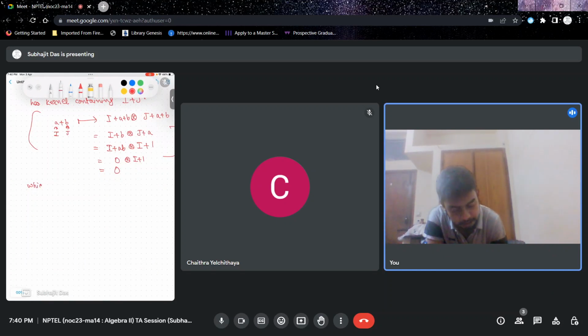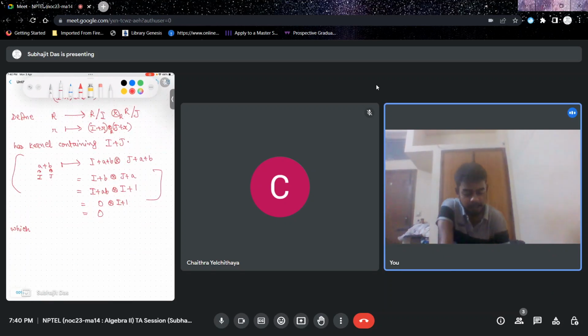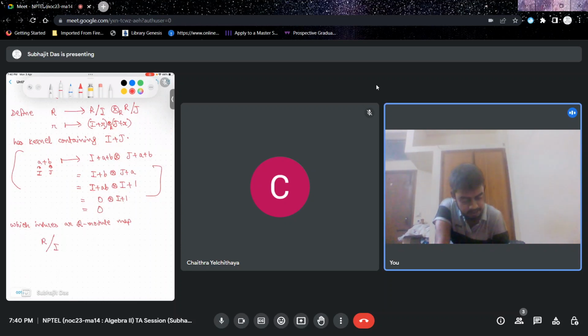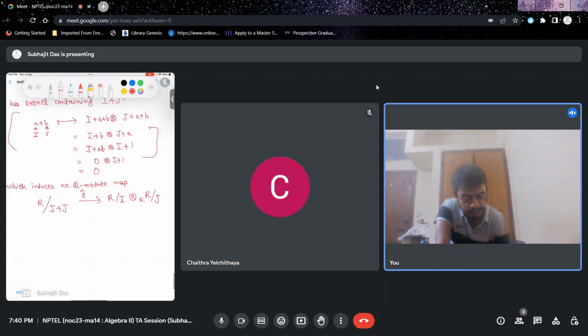So the mapping of R into this tensor product induces a map, sorry, not a ring map, an R module map, from R mod I plus J into the tensor product R mod I tensored over R with R mod J. Let's call this map g hat, and by definition it sends any element I plus J plus little r onto the element I plus little r tensored with J plus little r.